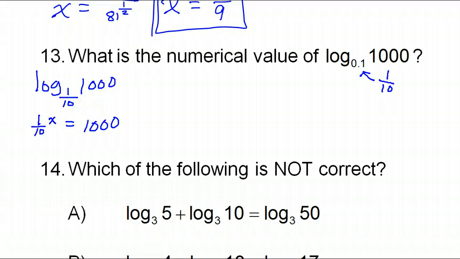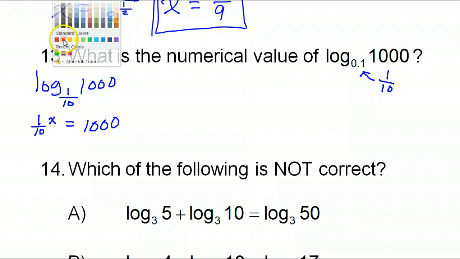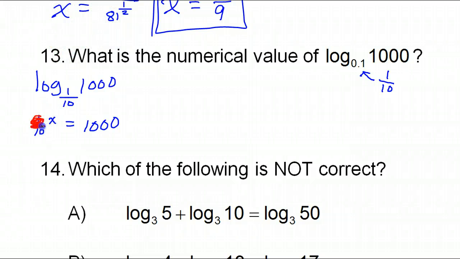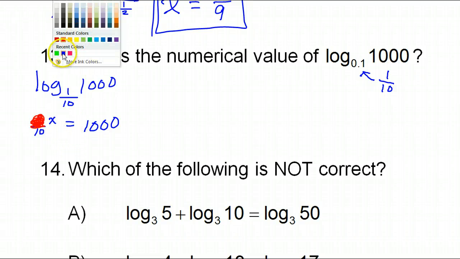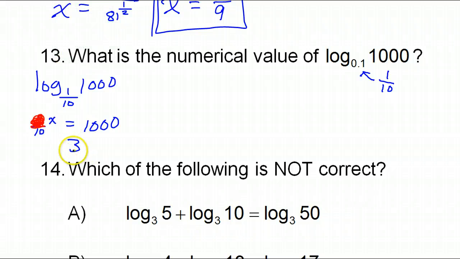One way I've taught you to do this was to, for a moment anyway, disregard the 1. Pretend like it's not there. Deal with the 10. 10 to the what power is equal to 1,000? Well, count the zeros. This is 10 to the 3rd power, so the value would be 3. So at first you're thinking 3. But since it's really 1 over 10, it really would take a negative 3, because the negative power would make this the reciprocal, and then it would be back to 1,000 again. So the final answer is negative 3.